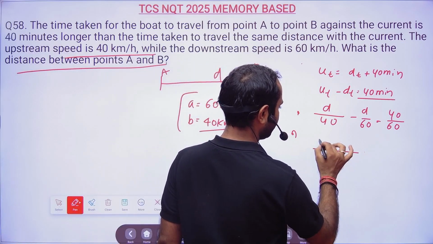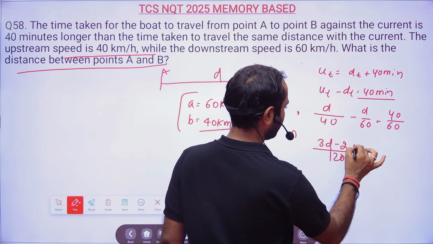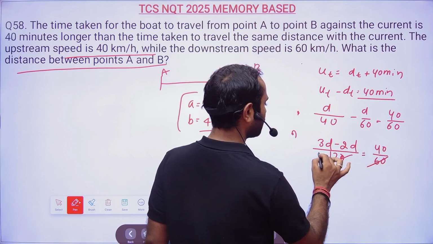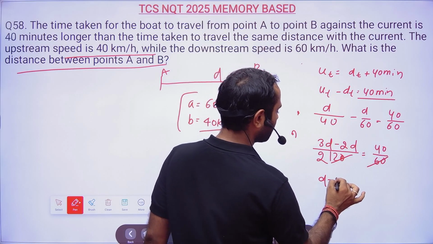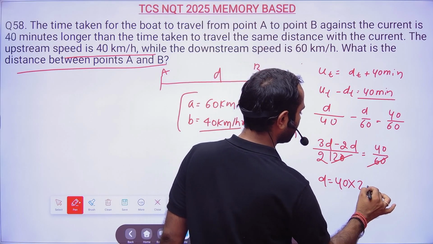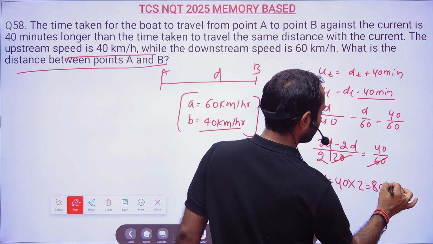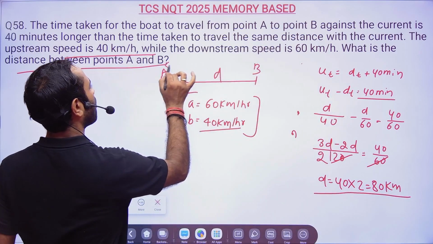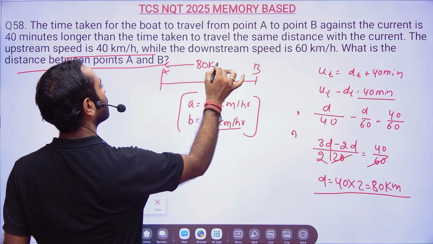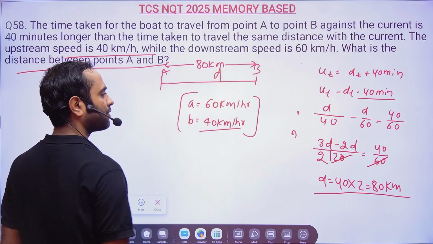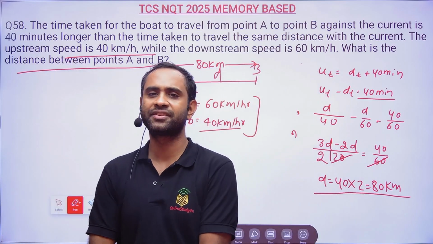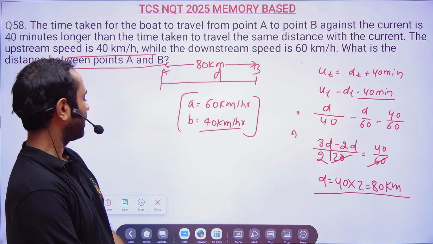So 4D/3 and this is 2D will be equal to 40 by 60. This 60 will divide this by 2 times. So D will be equal to 40 into 2, that is nothing but 80 kilometers. So the distance between point A and point B will be 80 kilometers, right? So that will become our correct answer. Clear? I hope this is understood for everyone.